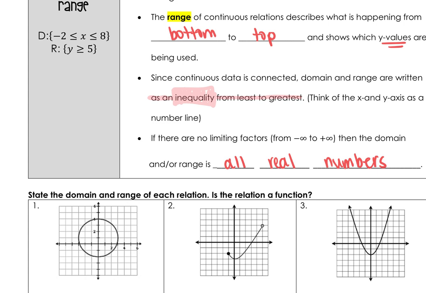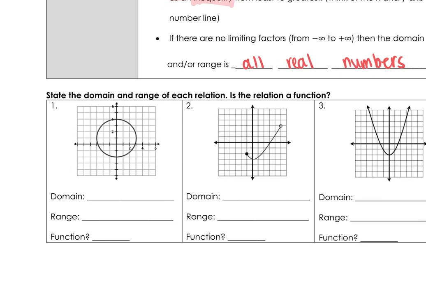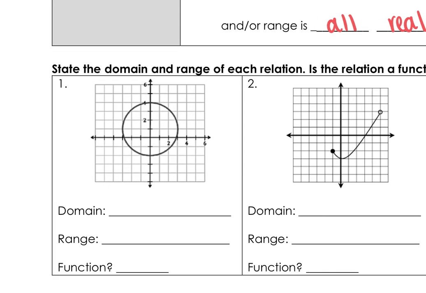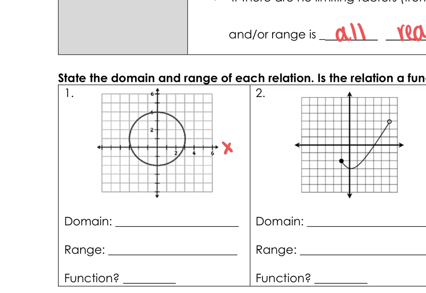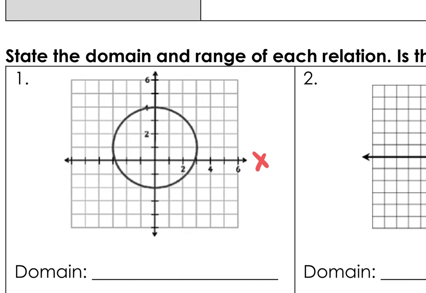All right, so let's look. We got our first graph here. We're going to state the domain and range, and then just like yesterday, you'll tell me yes or no, is it a function? So domain, we're looking at this x-axis. So we are going to look, what is the furthest left point on this circle graph, and what is the farthest right point? The furthest left point is going to be right here. The furthest right point is going to be right here.